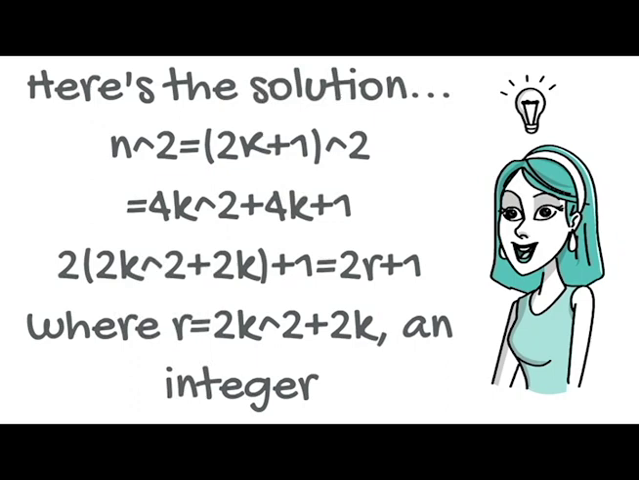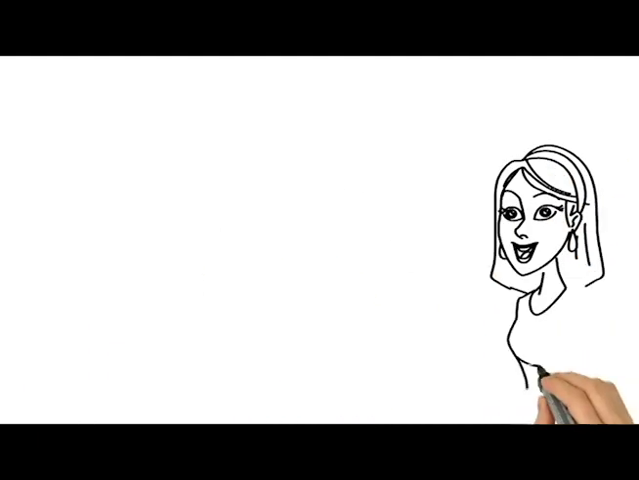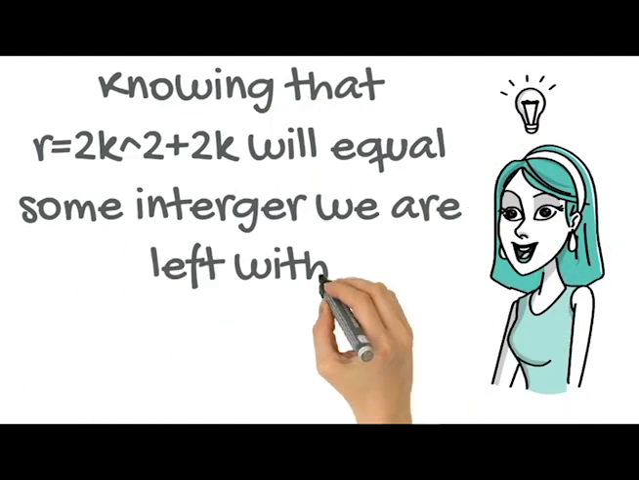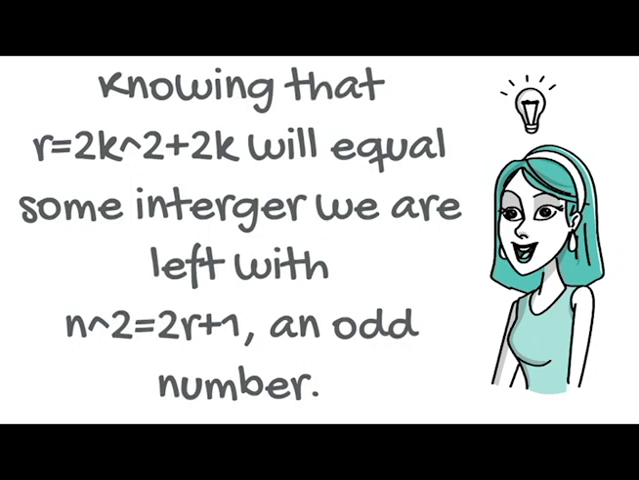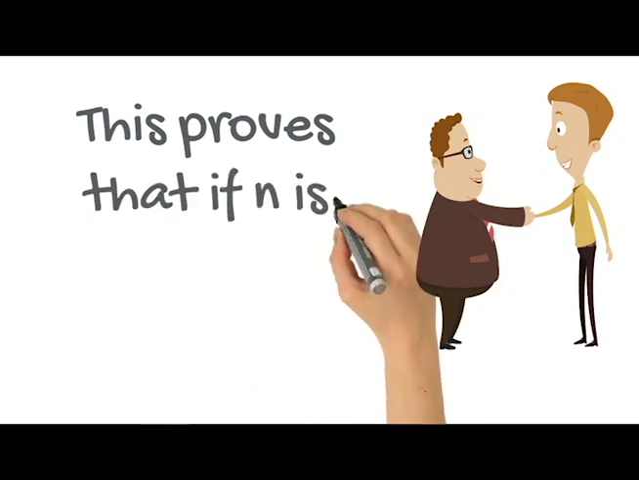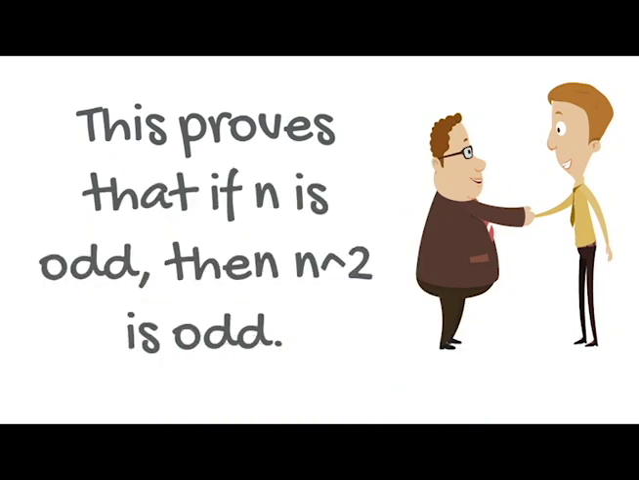Solving this out, we can replace 2k squared plus 2k with the letter r. This will equal some integer. Knowing that r will equal some integer, we are left with the equation n squared equals 2r plus 1. Remembering that an odd number is equal to 2k plus 1, we can see that n squared would equal an odd number. This proves that if n is odd, then n squared will also be odd.